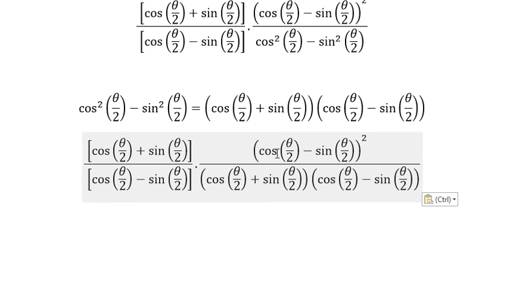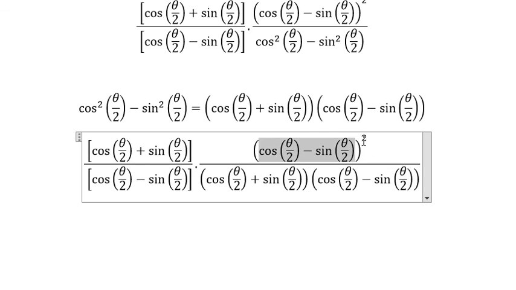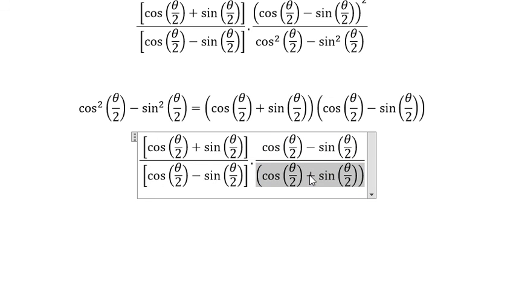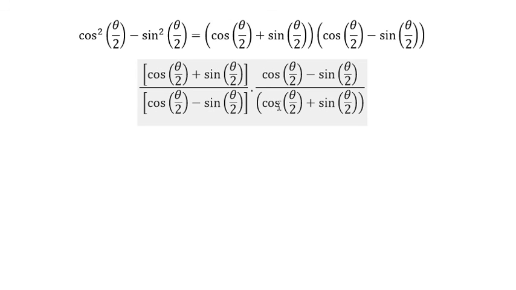As you can see, we have cosine theta over 2 minus sine theta over 2 simplified with cosine theta over 2 minus sine theta over 2. So you get this one without the power 2, and this is simplified. Now as you can see, we have cosine theta over 2 plus sine theta over 2 on numerator and denominator. Similar for cosine theta over 2 minus sine theta over 2 on denominator and numerator. So we can simplify together, and the answer for the question here is number 1.